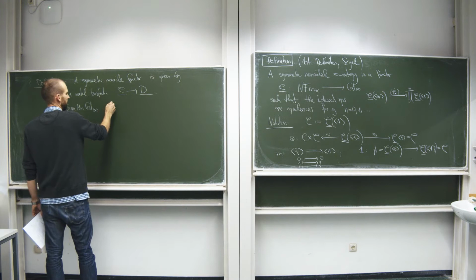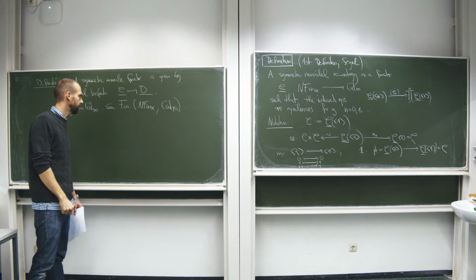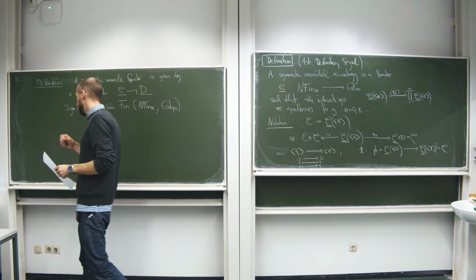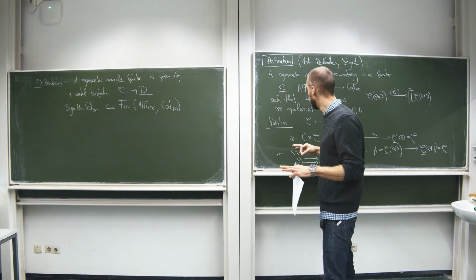As a full subcategory of the category of functors from N Fin star into Cat infinity. Right, just a full subcategory on those functors which satisfy these Segal conditions, namely that those maps are equivalences. Okay, and that's actually a very good definition of symmetric monoidal infinity categories. And basically, for everything that follows in this course, you almost can take that as your favorite definition of symmetric monoidal infinity categories.